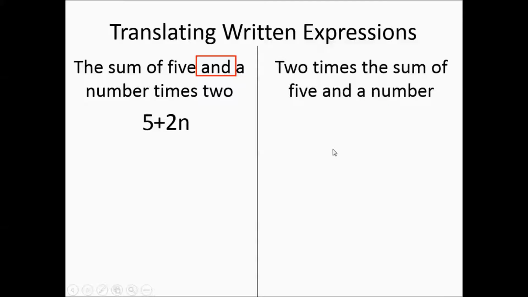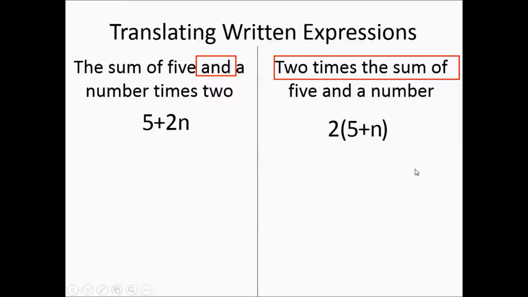Now over here, a lot of kids will think that this is the exact same thing, except we have 2 times the sum of. 2 times the sum of is a whole different ball game. That means 2 times the result of some adding, so it's going to be written like this. 2 times the sum of, 2 with some empty parentheses. Then the two things that are being added, 5 and a number. So completely different setup. Even though all of the words are the same, the order in which they appear changes the whole problem.